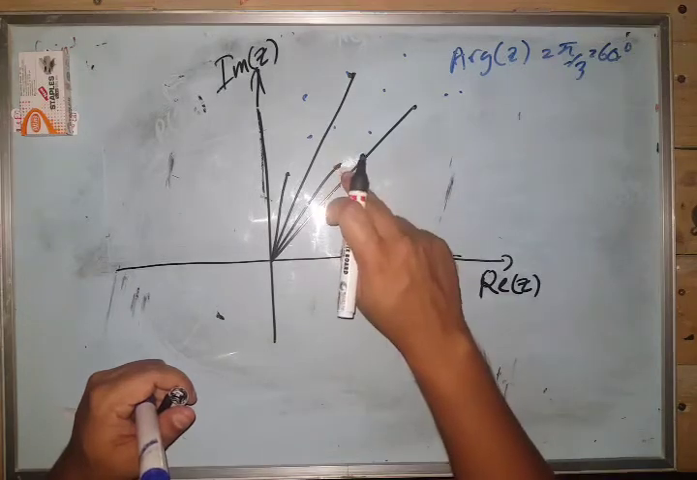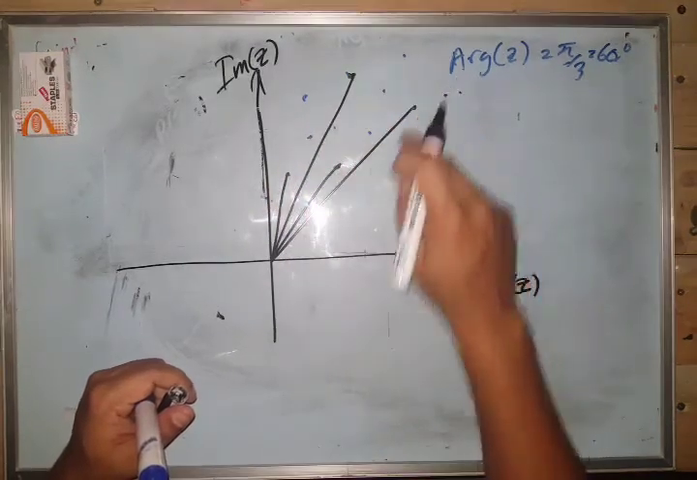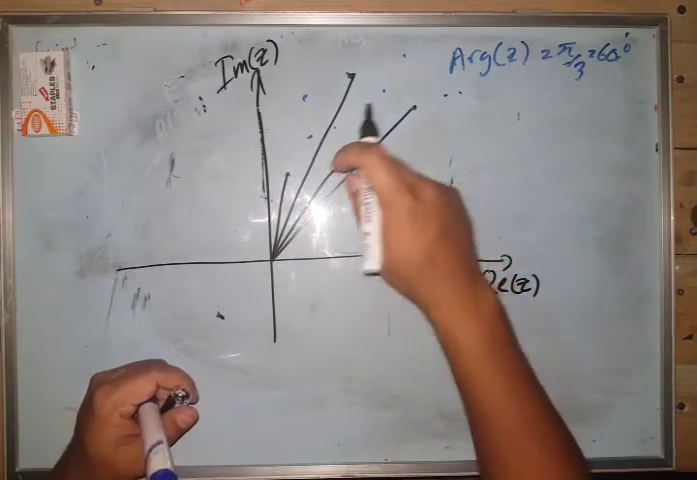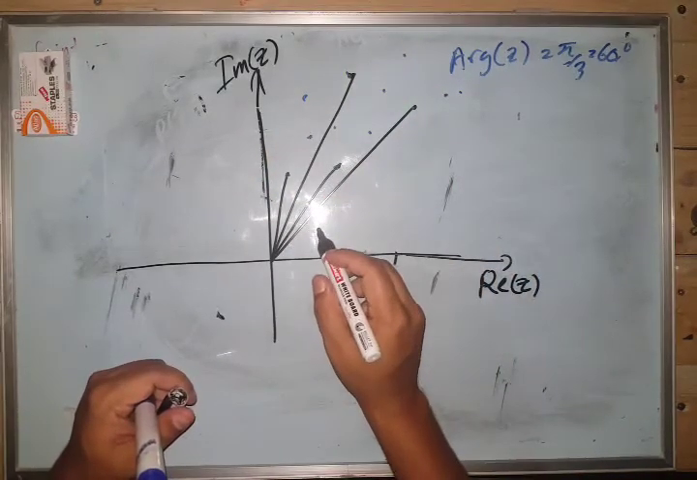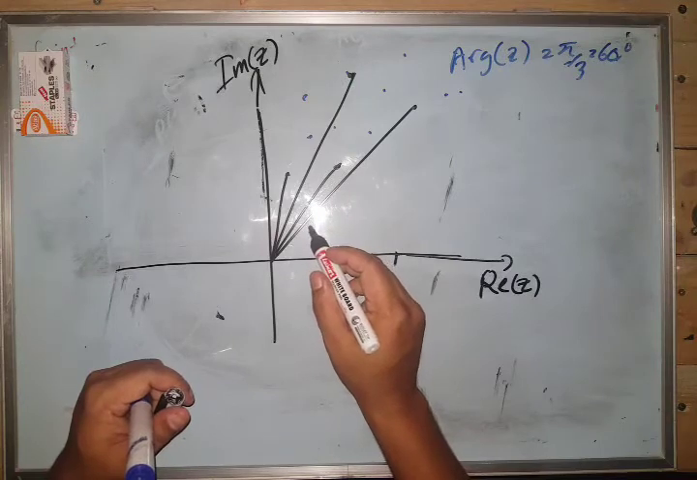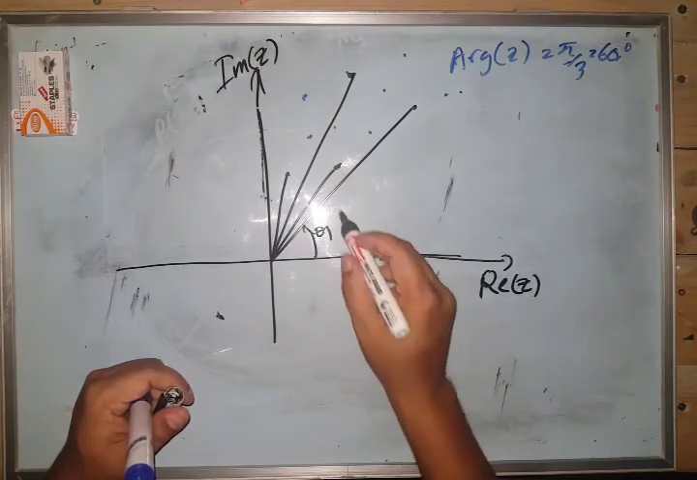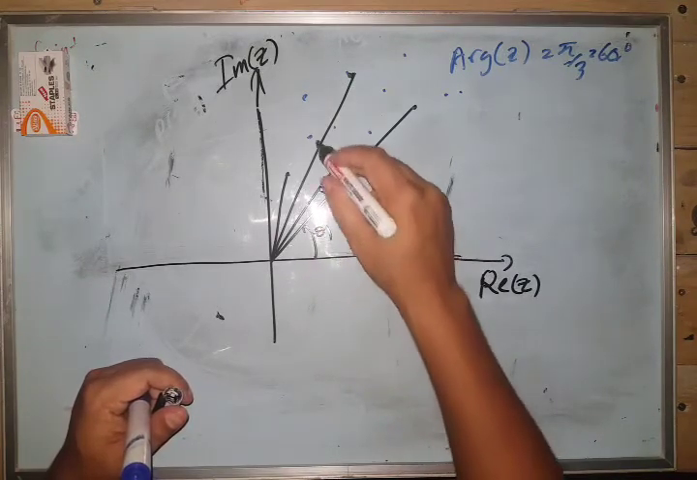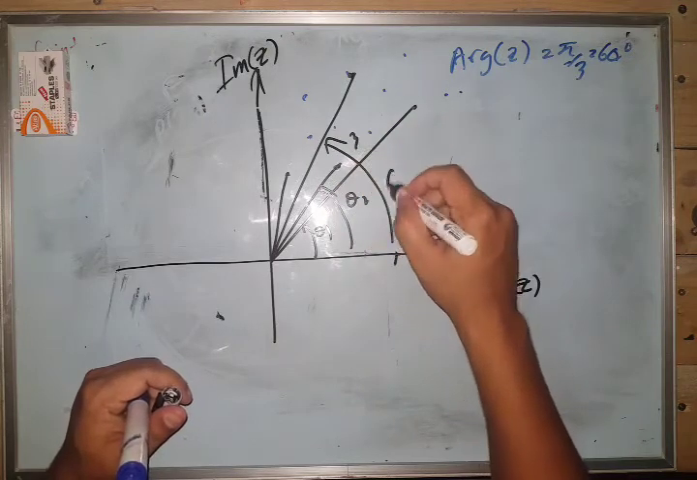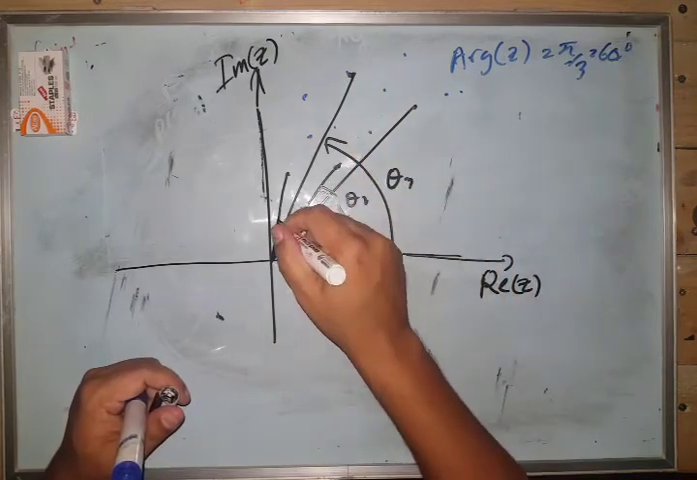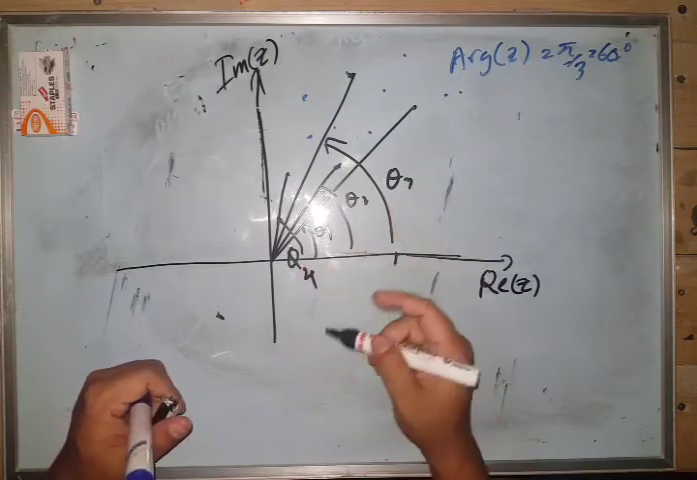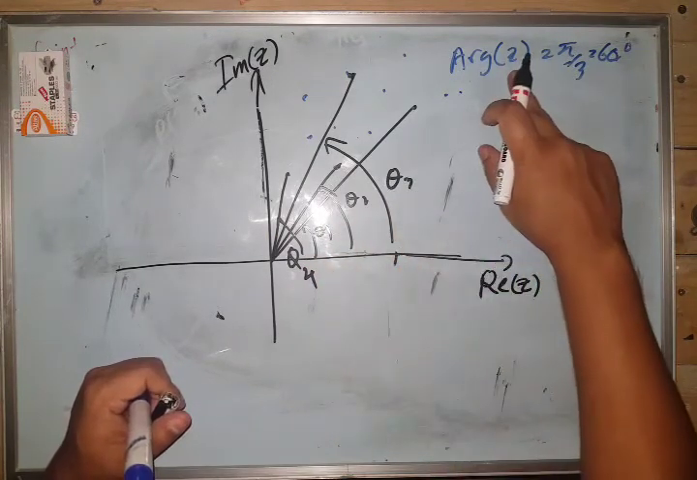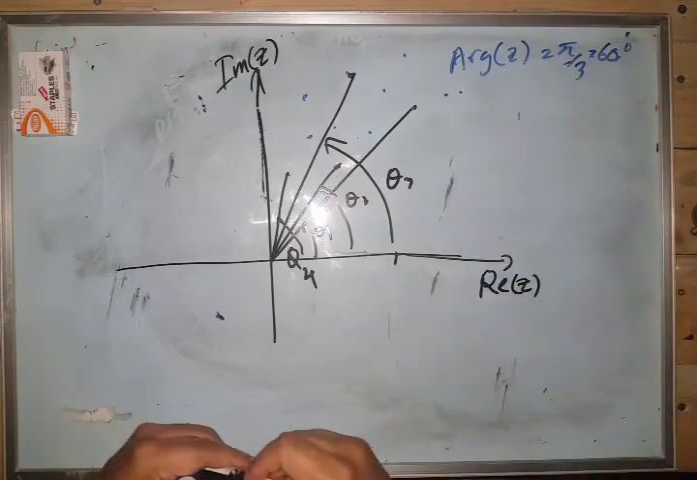So I have chosen 4 points here. You can see that the 4 points have different arguments. This is theta 1, theta 2, theta 3, theta 4. So the arguments differ. You have to find z such that the argument is 60 degrees.